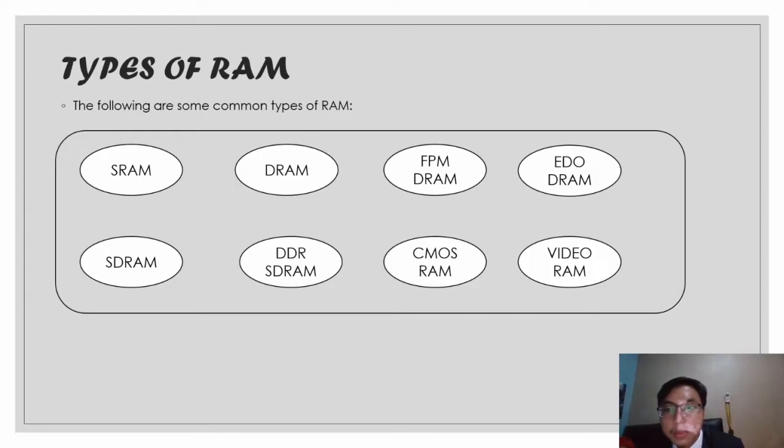FPM DRAM, or fast page mode dynamic random access memory, was the original form of DRAM. It waits through the entire process of locating a bit of data by column and row and then reading the bit before it starts on the next bit. Then we have EDO DRAM, or extended data out dynamic random access memory. It doesn't wait for all the processing of the first bit before continuing to the next one. As soon as the address of the first bit is located, EDO DRAM begins looking for the next bit.